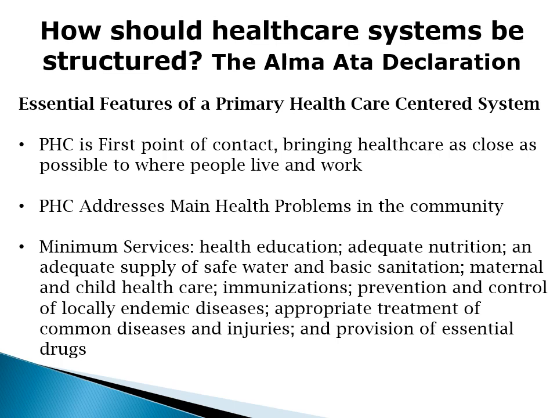And the Alma Ata Declaration had a number of suggestions for how healthcare systems should be structured in order to bring about health equity. First, that primary health care would be the center of the system, that primary health care would be the first point of contact, and that we'd bring healthcare as close as possible to where people live and work, and that we'd expect primary health care to address main problems in the community. That minimum services provided would be nutrition, safe water, sanitation, maternal and child care, immunizations, prevention and control of local endemic diseases, appropriate treatment of common diseases and injuries, and the provision of essential drugs.